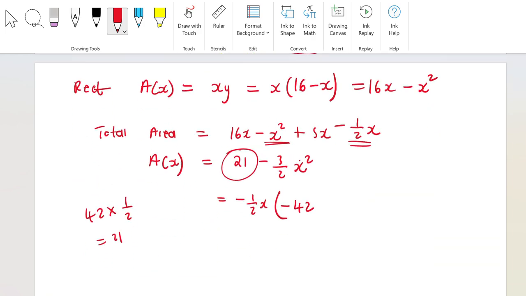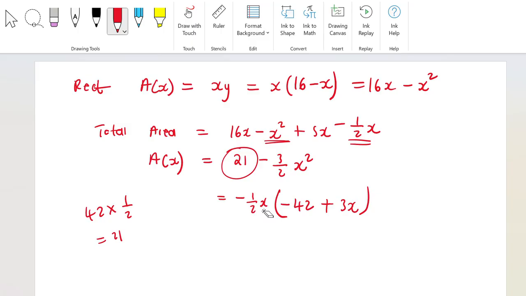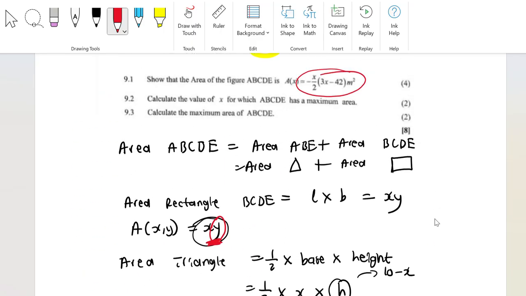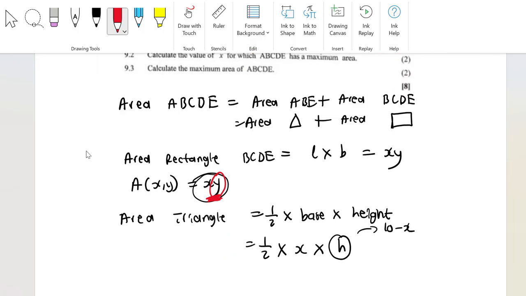And then here I took out a half, I'll be left with positive 3x squared. Actually it's 3x because 1x is already on the outside. So if you check, this is what we're required to do. This is the same as negative x over 2, and if I write the inside, I can write this as 3x minus 42. And we have successfully placed it in the form in which they wanted us to put it. And this was 4 marks.